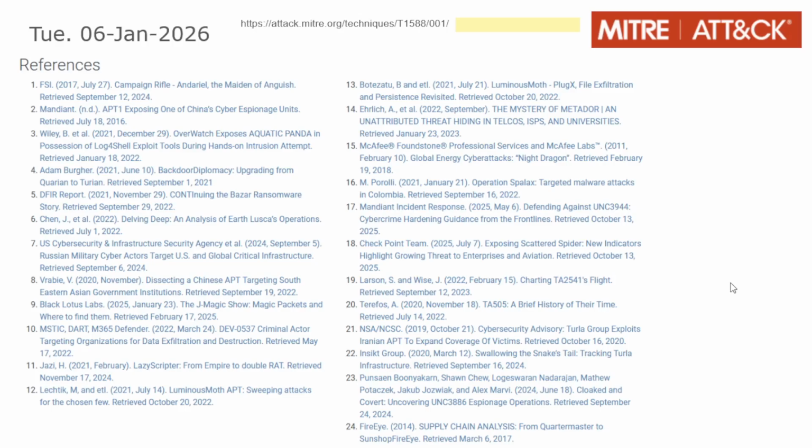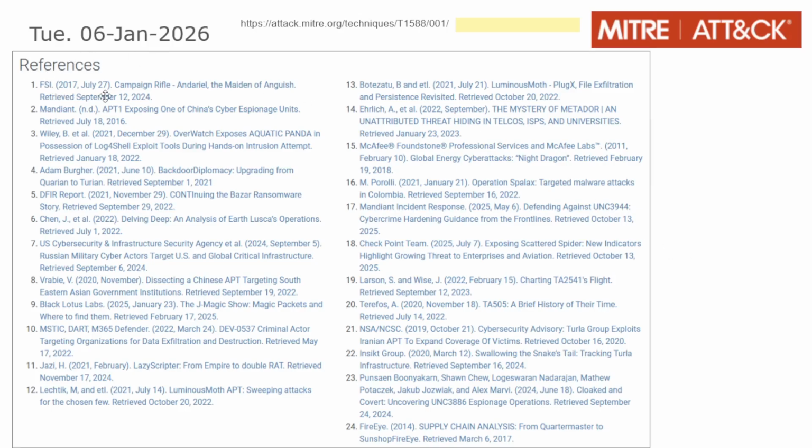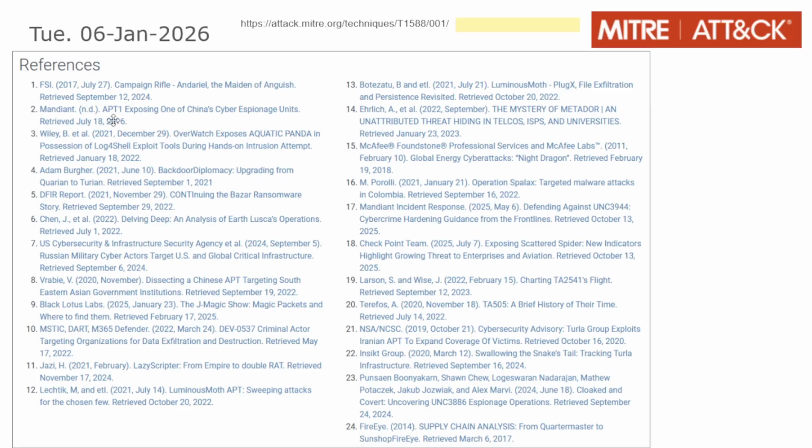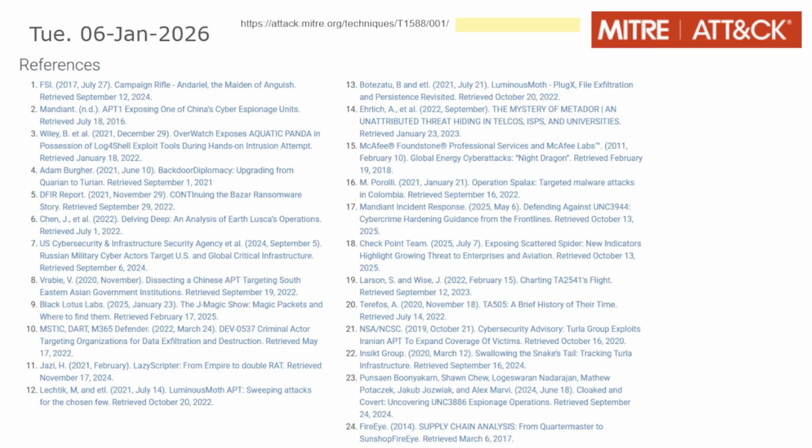So what do we have? The FSI. Don't know what this is. Mandiant is here. APT1, exposing one of China's cyber espionage units. And here's APT1. This is from China, I think. It's also interesting having the number 1. That means you are the oldest advanced persistent threat that is out there. Or at least the oldest that has been recognized.